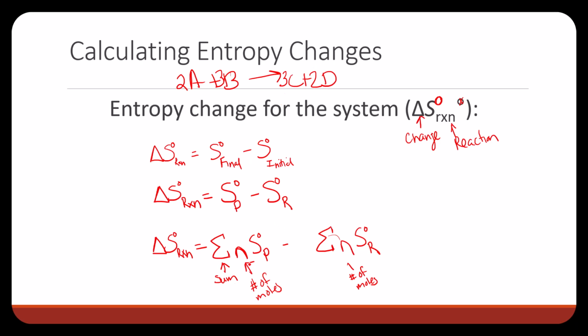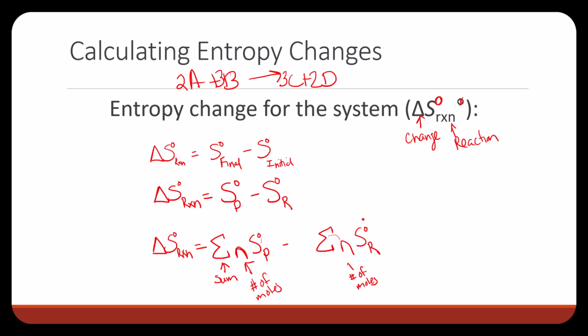That would be this first value. Then we're going to subtract that from 2 times the standard entropy of A plus 3 times the standard entropy of B.